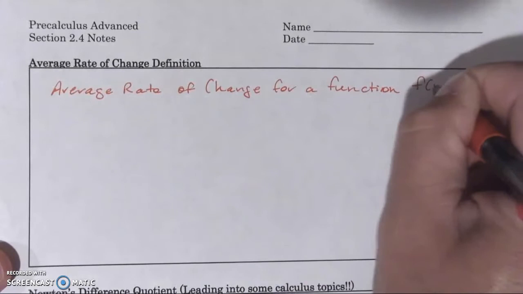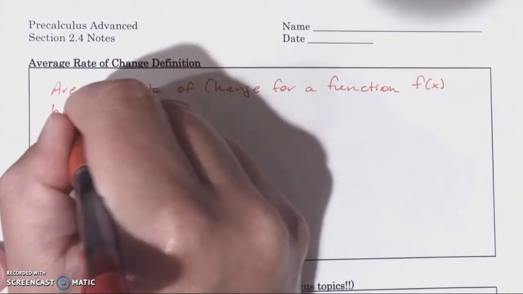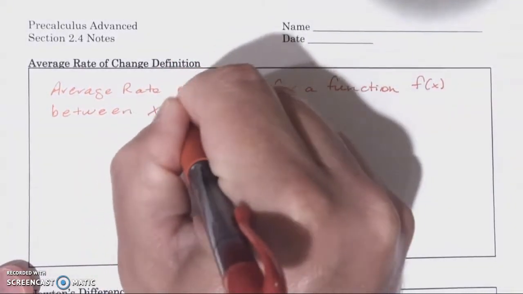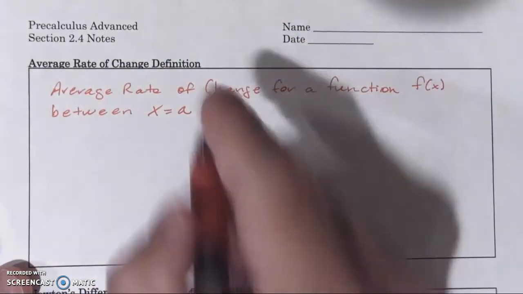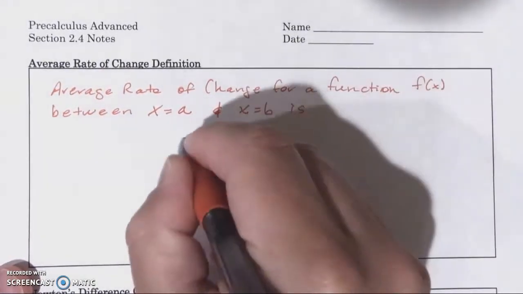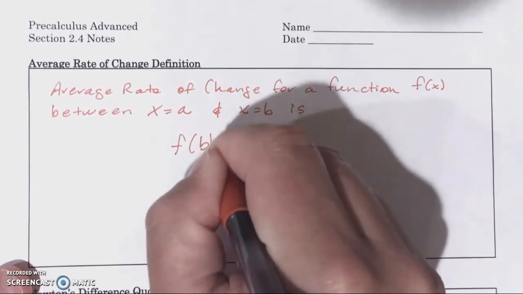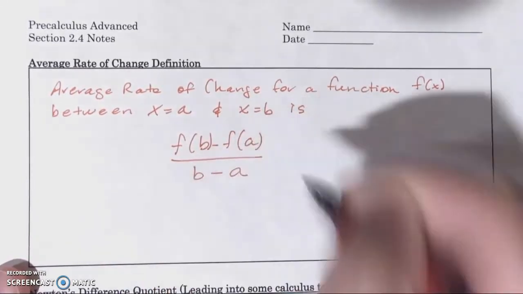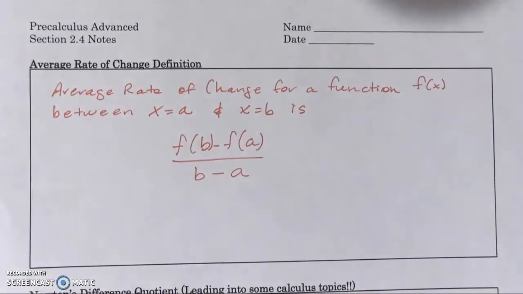f of x between. Now remember, if we're getting a rate of change, we need a comparison. So we're going to have basically two values here, two x values between x equals a, where a is just a real number, and x equals b is f of b minus f of a all over b minus a. Okay? So that is our function definition for average rate of change.